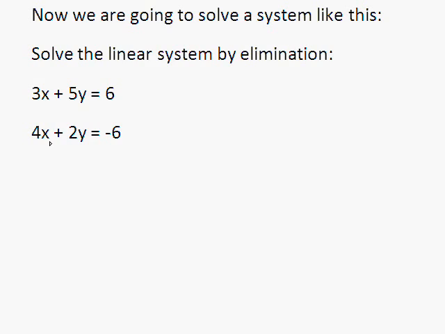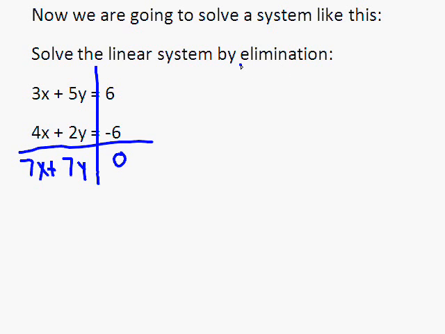Notice that our x's are lined up, our y's are lined up, so are our equal signs and so are our numbers. You might be tempted to go ahead and just add the two equations together. Let's take a look at what happens when we do this. 6 minus 6 gives us 0. 5y plus 2y gives us 7y. And the 3x and the 4x gives us 7x. Notice that when we add the two equations together, none of the variables were eliminated.